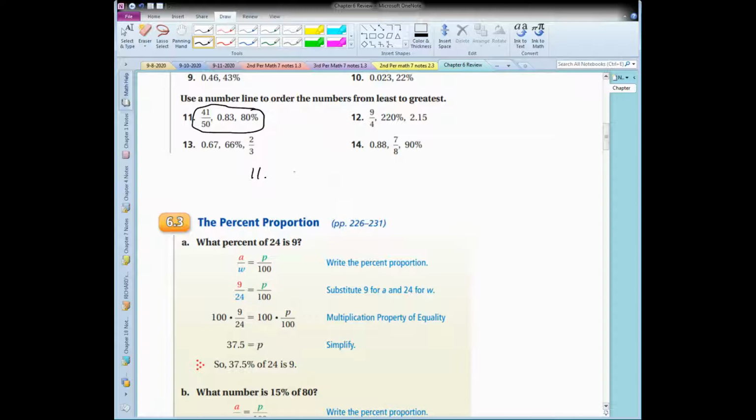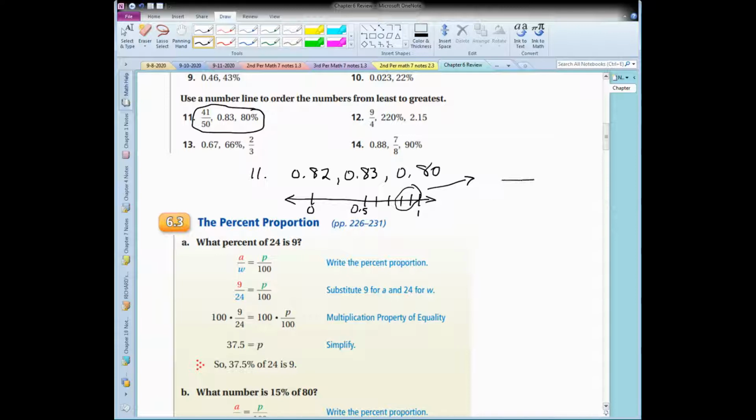I have 0.82. That's what 41 over 50 is. And then I have 0.83. And then for 80%, I have 0.80. So if I was going to put these things on a number line, they would all be between 0 and let's say 1. And here is like 0.5, 0.6, 0.7, 0.8, 0.9. So everything's going to be in here, right?